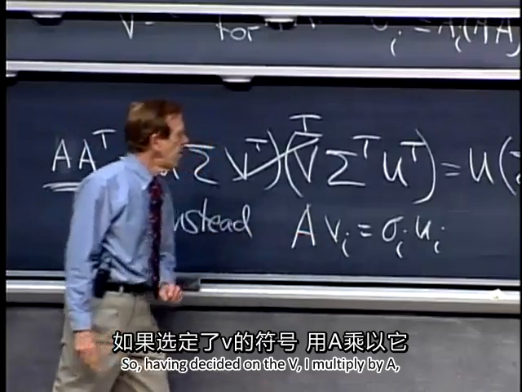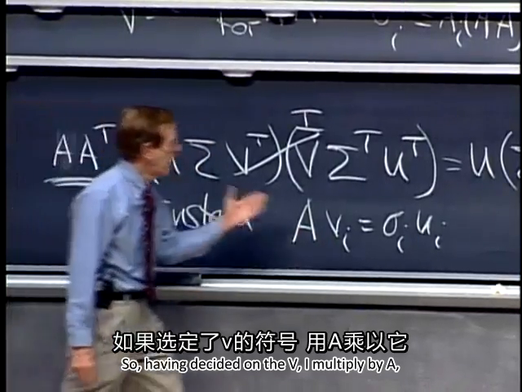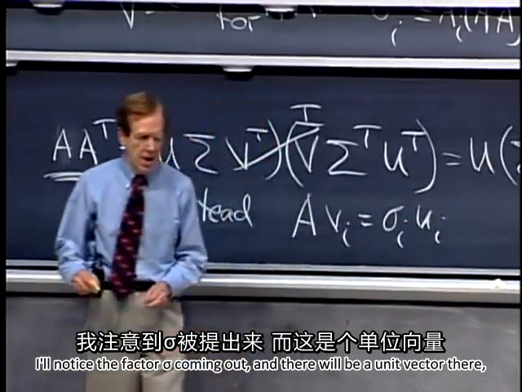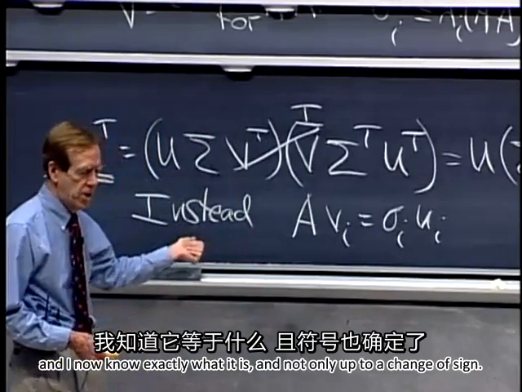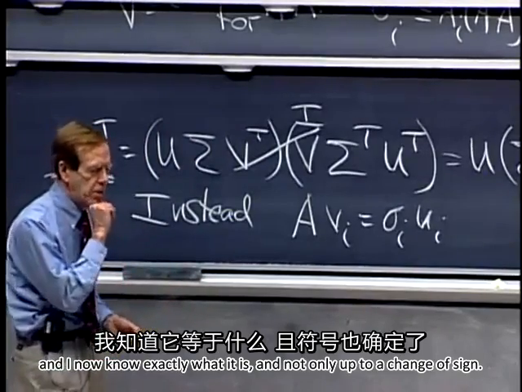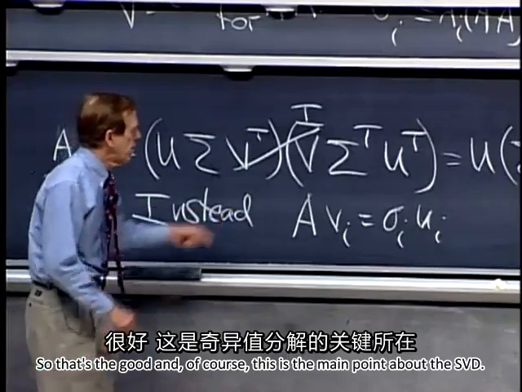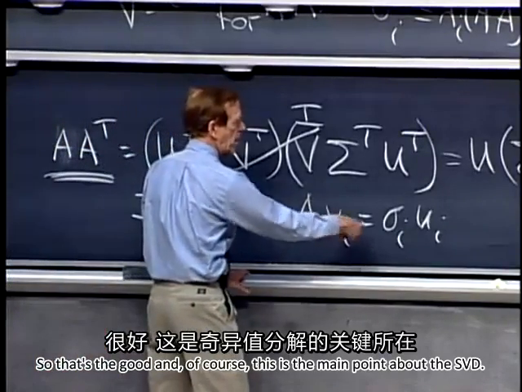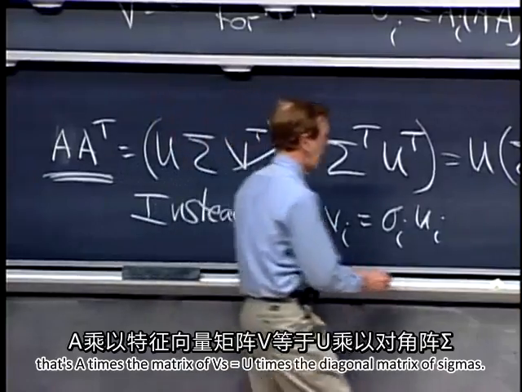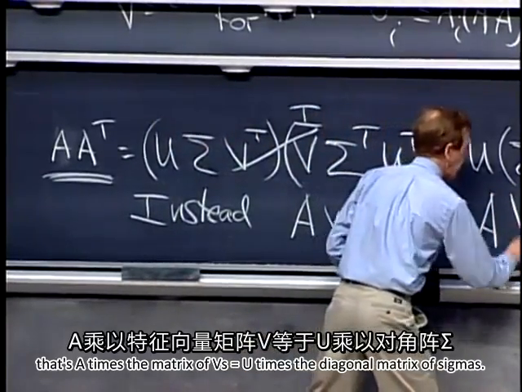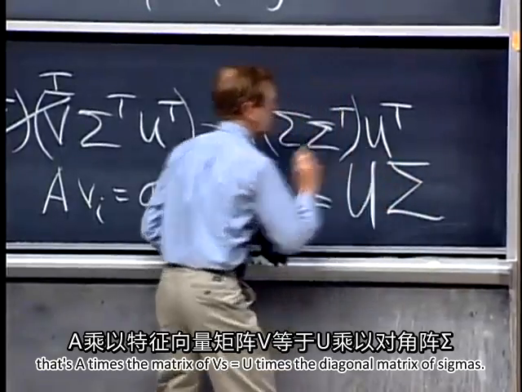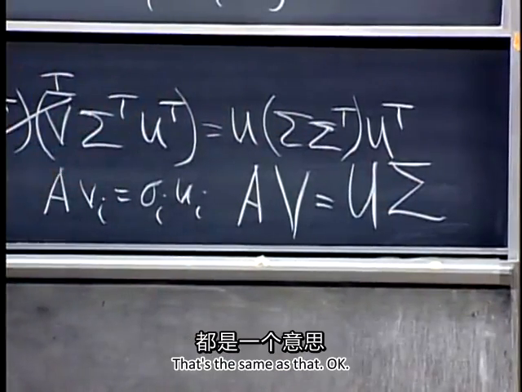So having decided on the V, I multiply by A. I'll notice the factor sigma coming out, and there'll be a unit vector there, and I now know exactly what it is, and not only up to a change of sign. So that's the good, and of course this is the main point about the SVD. That's the point that we've diagonalized. That's A times the matrix of V's equals U times the diagonal matrix of sigmas. That's the same as that.